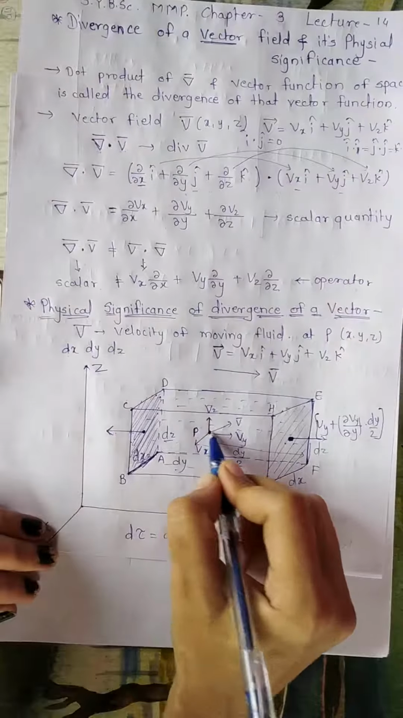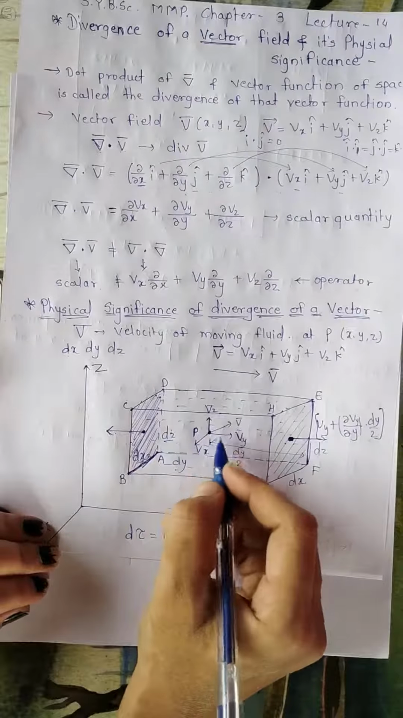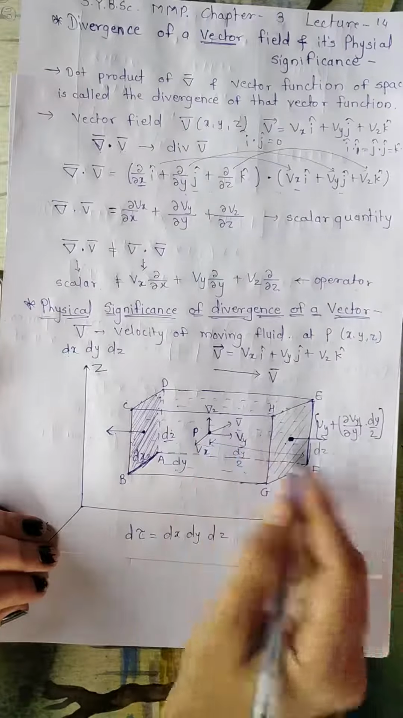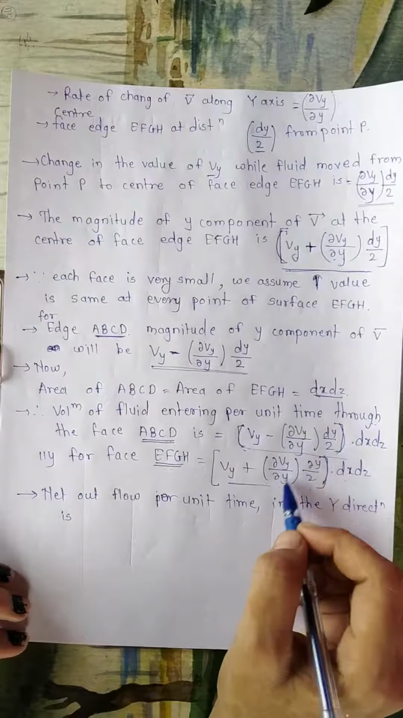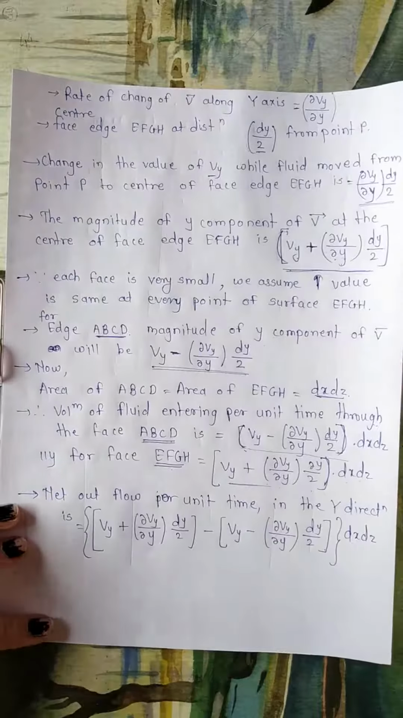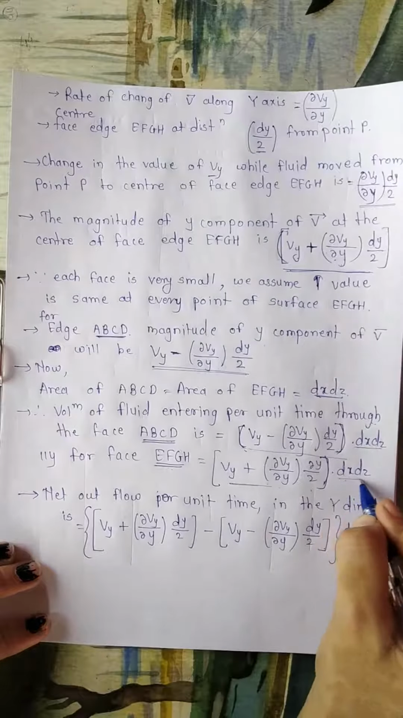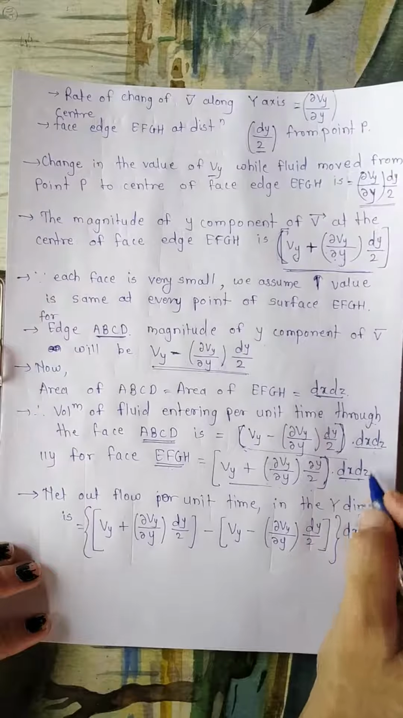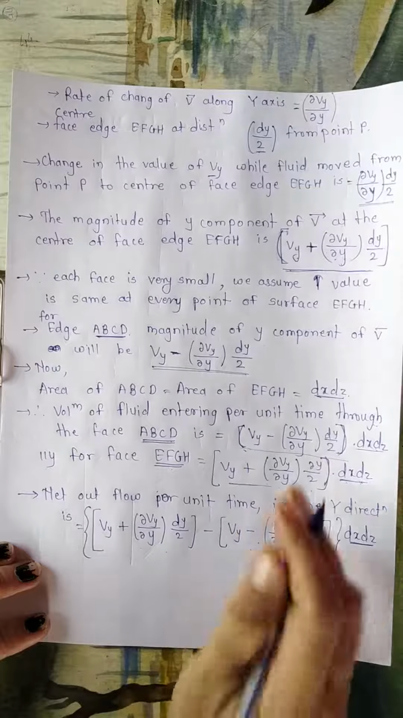because this is the center, this is positive direction and this is negative direction. So if we have to find net flow in y direction, it is subtraction of these two quantities from each other, which is given by this expression. Here I have taken this quantity common, which is same, so I have taken it common outside the subtraction. I took subtraction of these two terms.